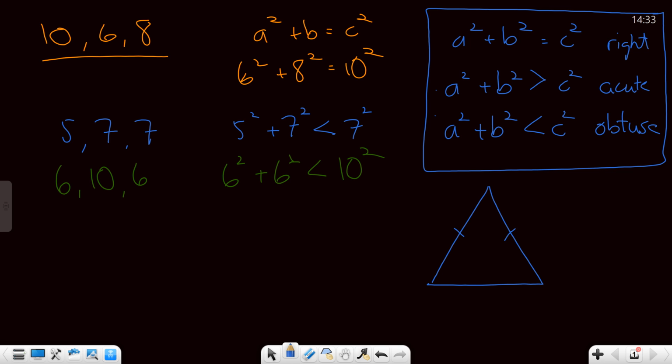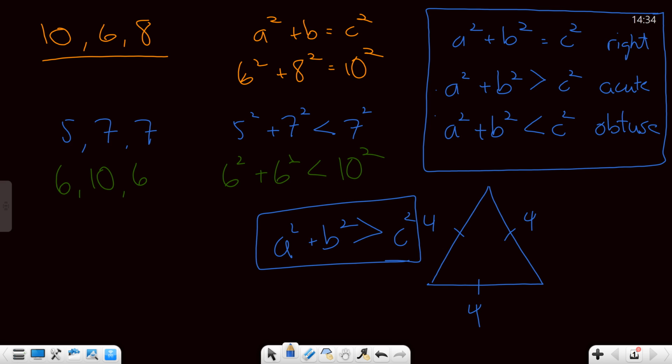Go back to an equilateral triangle. What can you tell me about an equilateral triangle? All sides are equal, so let's assign some side lengths here. Let's call it 4, 4, and 4. Is that triangle acute or obtuse? Acute. All equilateral triangles are acute. Therefore, this must apply. In other words, is a squared plus b squared greater than or less than c squared? It's greater than. So that can help you remember which is which. Obviously, you'll remember that a squared plus b squared equals c squared is right. That's the easy part. The hard part is the acute. Okay?